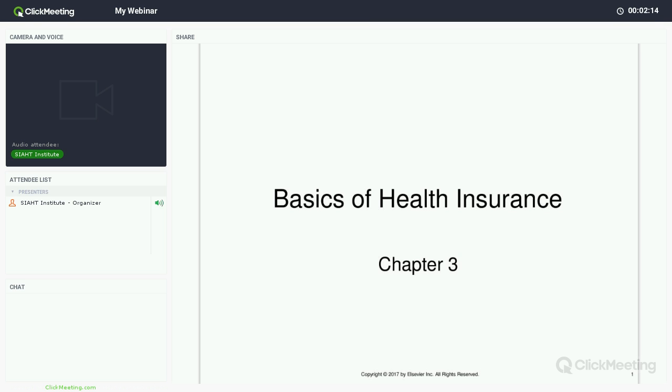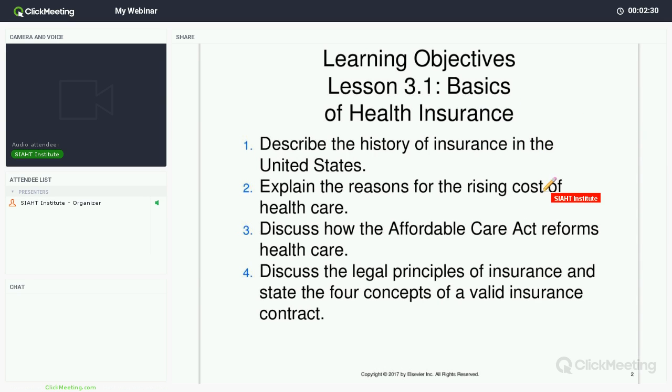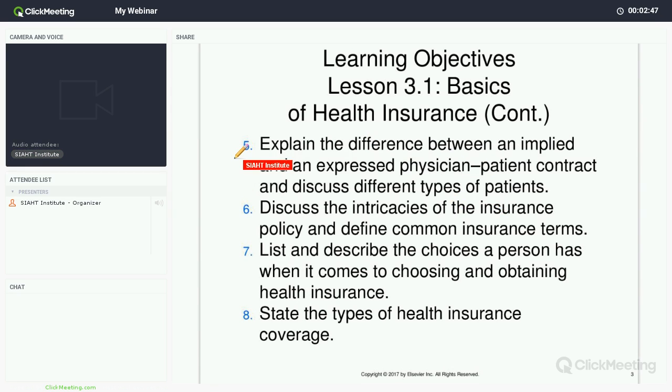The biggest topic nowadays is health insurance, and that's one of the things that people and individuals in the United States worry about. So in this chapter, we learn about the history of insurance, explain reasons for rising cost, discuss affordable healthcare plans and reform, discuss legal principles of insurance, and state four concepts of a valid insurance contract. Learning the difference between an implied and an expressed contract of health insurance.